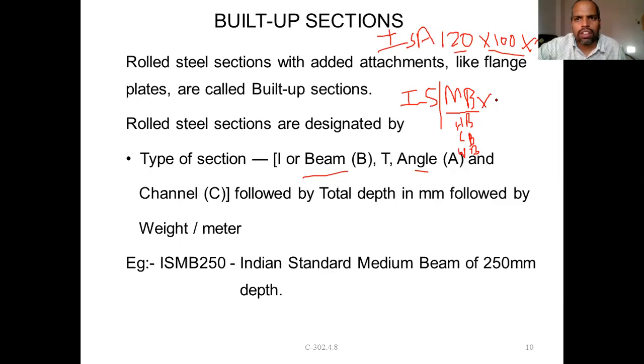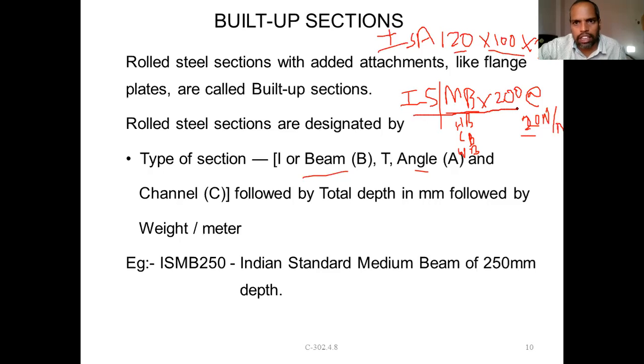Generally it is followed by the weight. What is the weight of this member? That will be mentioned, say 300 Newton per meter, or 300 kg per meter. So it is followed by, say, ISMB 200, and again followed by some weight, for example 20 Newton per meter. This is just an example, not exact. 20 Newton per meter means if you cut a 1 meter length, it will weigh 20 newtons. That is what it is saying.